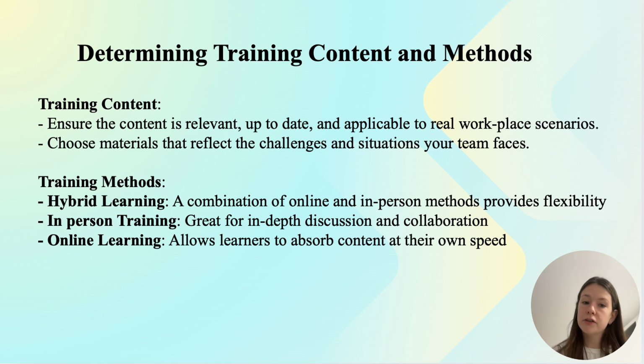Sometimes you need a different combination of training methods, but these are the main three. So there's hybrid learning, which is a combination of online and in-person methods. This provides a little bit more flexibility, but it ultimately depends on your type of training program. There's also in-person training, which is great for in-depth discussions and collaboration if you're focusing on something like teamwork. And then there's also online learning. So this may be for more protocol or HR training, onboarding type of information. It allows people to absorb the content at their own speed.